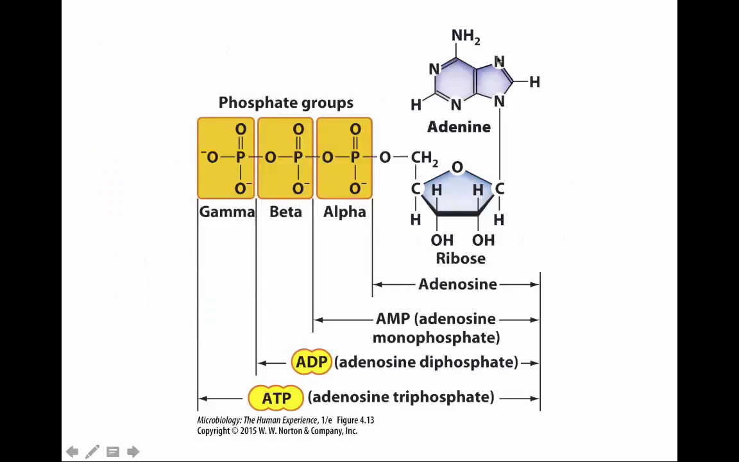So here's that example. We have the nucleotide base that has adenine, so we have double rings here, and it's attached to this 5-carbon sugar ribose, okay? And if we have one phosphate group, we call it an adenosine monophosphate, so mono meaning 1, AMP.